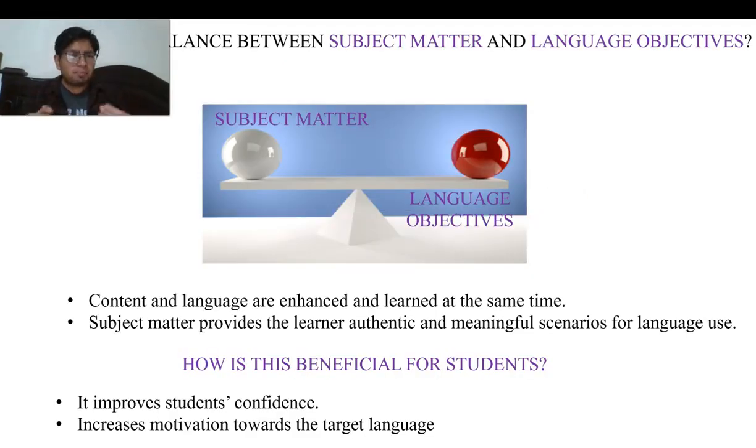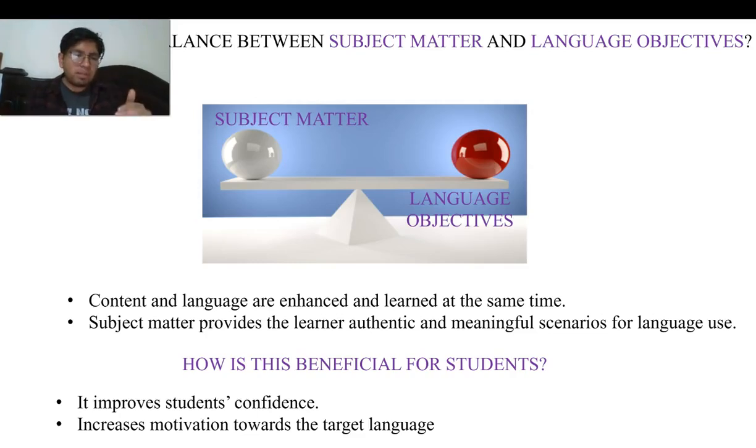Now, how do I keep balance between subject matter and language objectives? Well, it is important not to teach too much subject matter and leave behind language objectives. We as teachers need to have a balance so that subject matter and language objectives are in unison for our students to learn what we want to teach them. Now, how do I do this? Well, the content and language are enhanced and learned at the same time. We cannot teach more of one than the other.